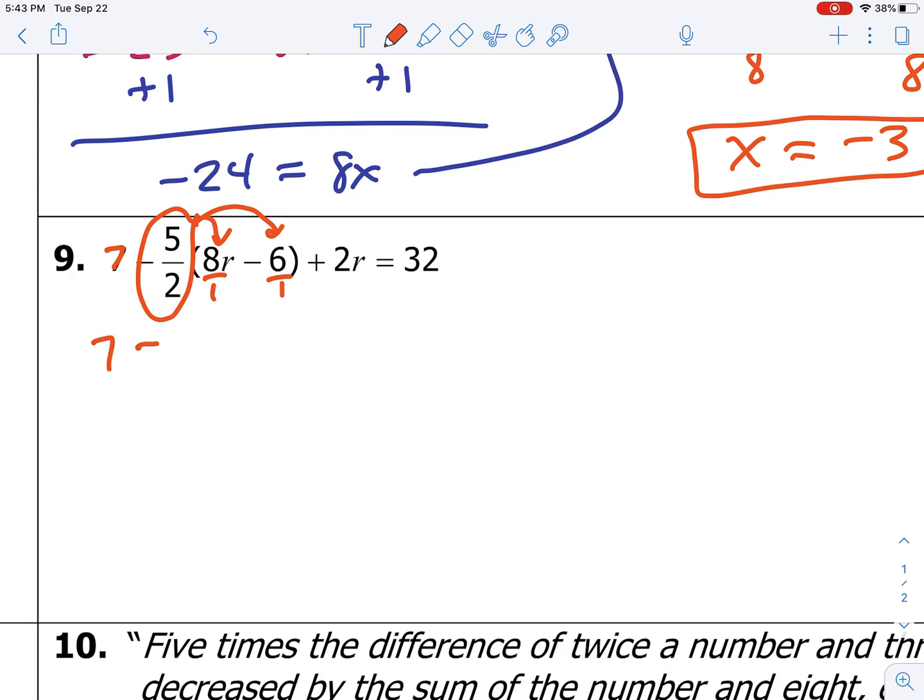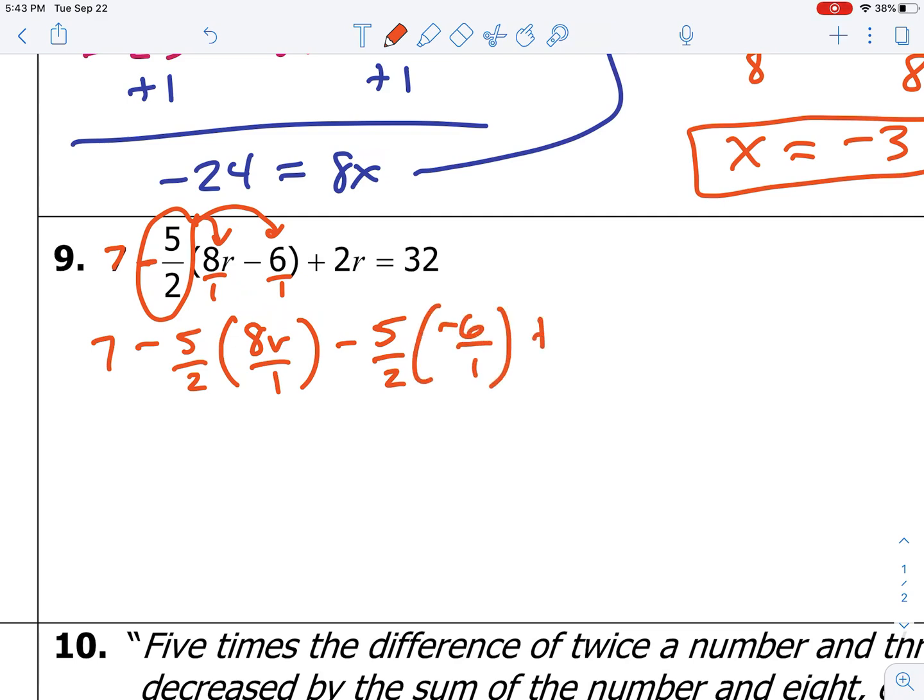So what I need to do is I need to put each of these over 1 to make them fractions also. And this 7 right here, we're not doing anything with the 7 quite yet. We just need to copy it down. So I'm multiplying. This is a minus sign right here. So negative 5/2 times 8r over 1. Then I need to write down negative 5/2 again. This time I'm multiplying it times negative 6 over 1. So how do we multiply fractions together? We multiply fractions together by multiplying straight across.